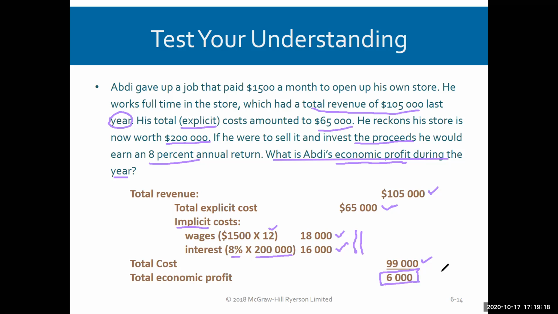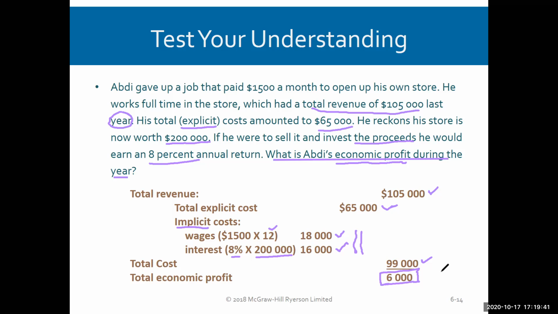So what does it say? It says he's 6,000 better off than if he had gone back to his old job, sold his store, and put the proceeds and invested it in the bank. He's still 6,000 better off than that previous or alternative scenario, right? The bank says, wow, you're making 40 grand. That's pretty darn good. Keep going.